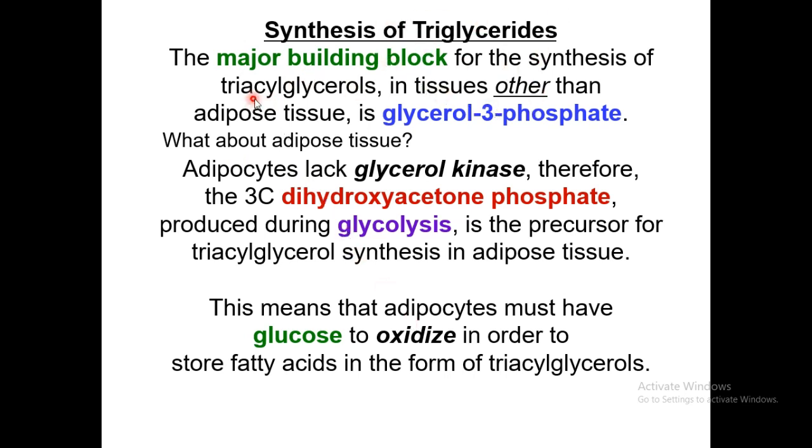Okay. So the major building block for the synthesis of triacylglycerols in tissues other than adipose tissue is glycerol 3-phosphate. So what about adipose tissue? So adipocytes lack glycerol kinase, therefore the DHAP produced during glycolysis is the precursor for triacylglycerol synthesis in adipose tissue. So this means that adipocytes must have glucose to oxidize in order to store fatty acids in the form of triacylglycerols. Okay.